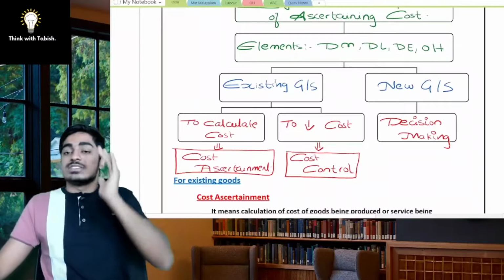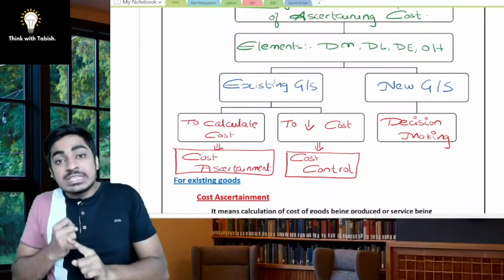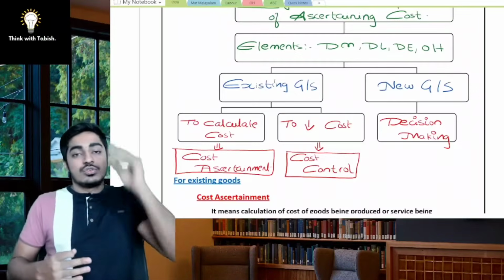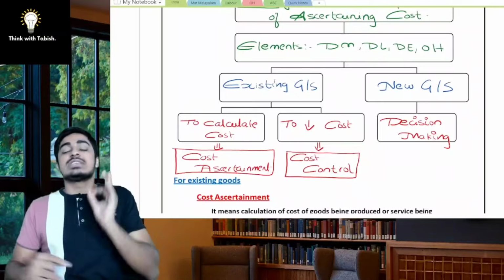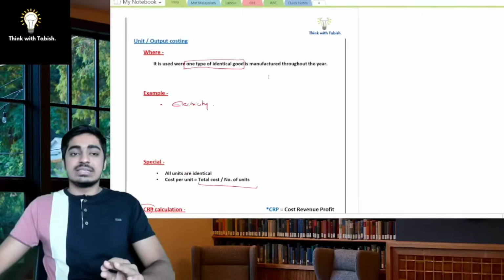For new goods or services, what is it that we are trying to do? We are trying to take a decision whether to manufacture it or not, whether to accept the offer or not, whether the price is feasible or not. So what is it we are doing for new goods or services? We are making decisions.